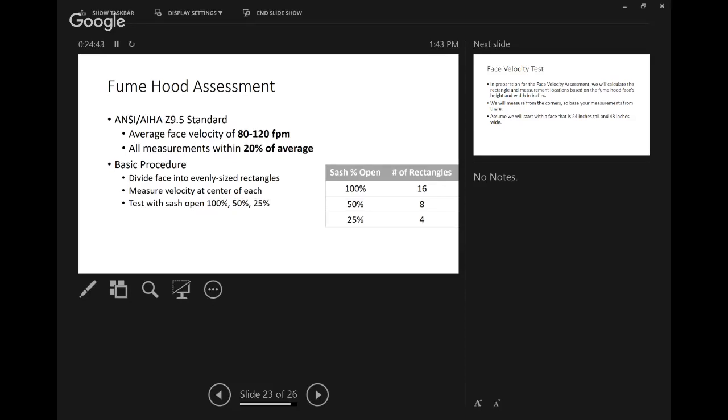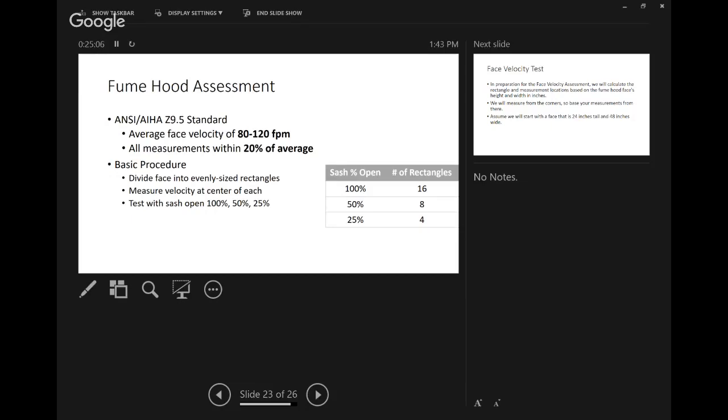Now, we're going to be evaluating the face velocity, but you also want to look at other things that are going to obstruct the flow in the fume hood. So it's not a storage hood. There shouldn't be a bunch of stuff stored in there because that's going to mess up the flow of air. So that's something to look for. That's not face velocity. So we're going to measure face velocity.